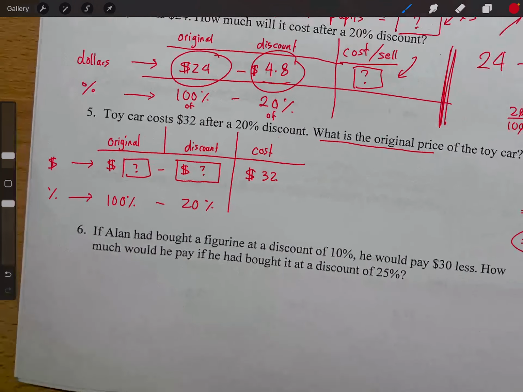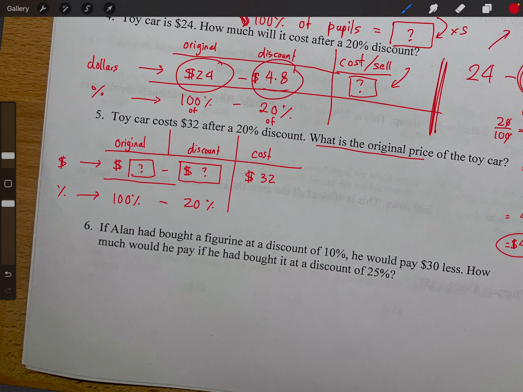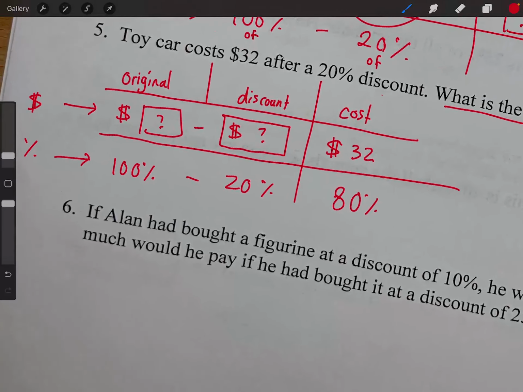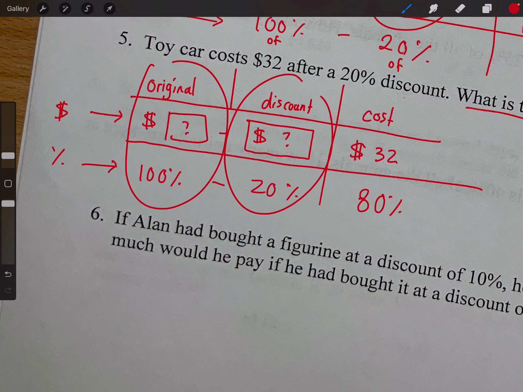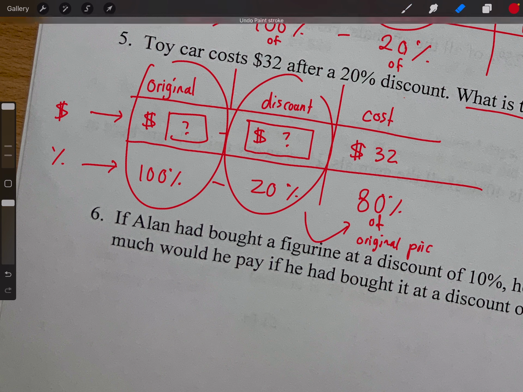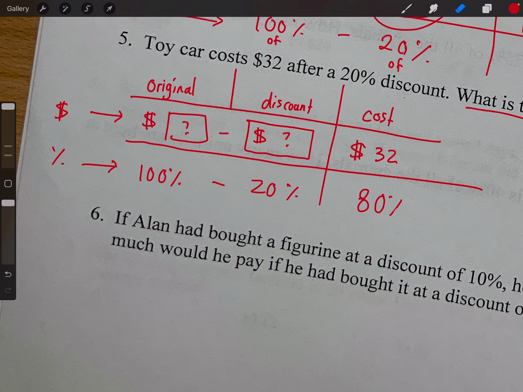And what's the cost? The cost will be, what's 100 minus 20? That's 80%, right? You had your original price, you reduce it by 20%, so that means that the cost price is 80% of the original price. Remember that all of these percentages are of the original price, so 100% of original. 20% of original. 80% of original.